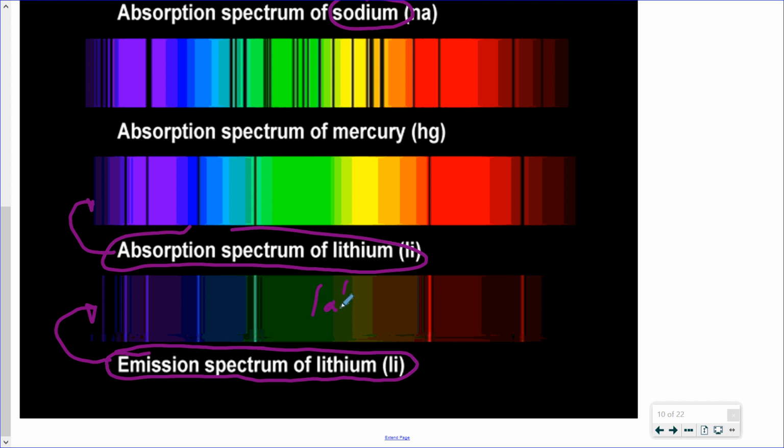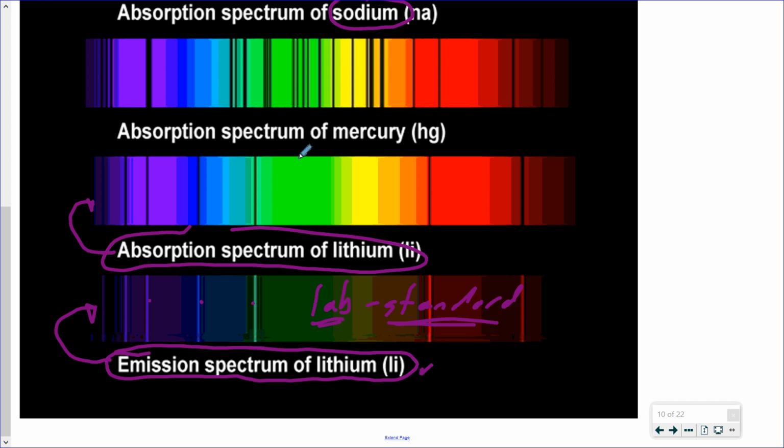Well, from the lab, what we know is that if we excite lithium atoms, those electrons are excited and they fall back down. This is the fingerprint that we get. So this is the standard that we do have that tells us what is the fingerprint, what is the barcode for lithium. This is what it is.